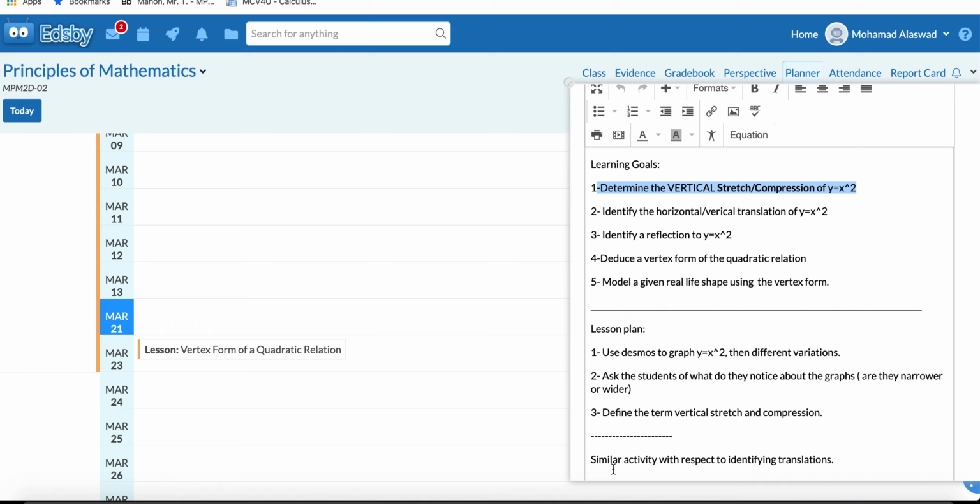This is video number 2, lesson 1. We're going to start with the first learning goal: determine the vertical stretch or compression of y equals x squared.